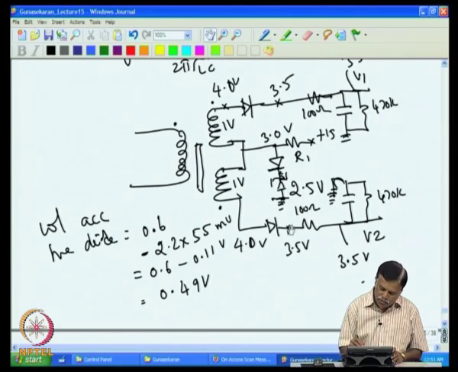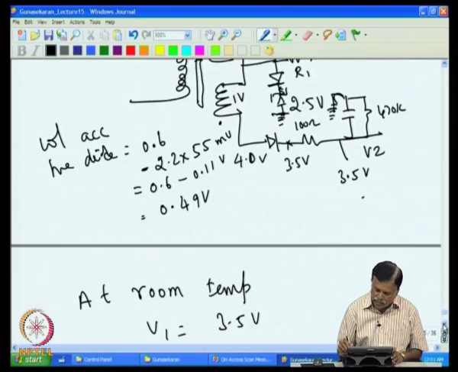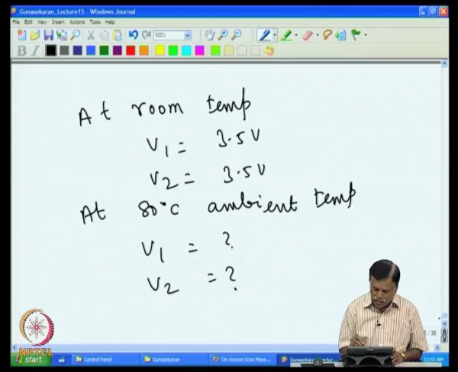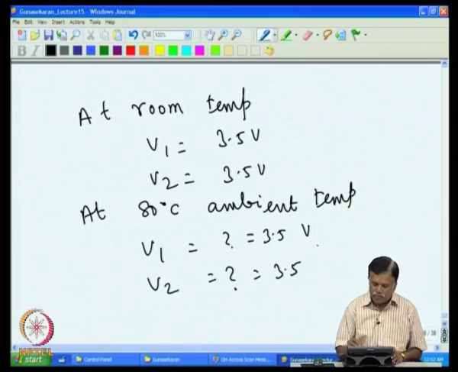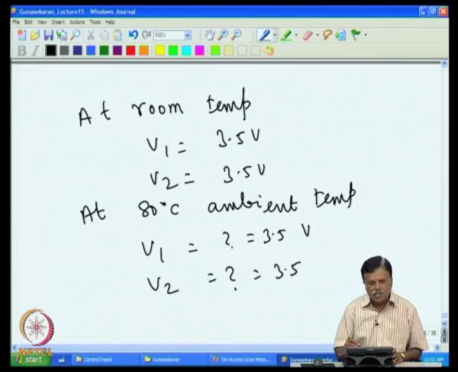Net result is the voltage at this point remains constant as long as this voltage and this voltage are constant. So, you will get here 3.5 volt, here also 3.5 volt, even at 70 degree or at any other temperature, the voltage will be 3.5 only. So, this will be again 3.5, this will be again 3.5 volt. At any other temperature also it will be the same, that means V1, V2 will not change with the temperature.